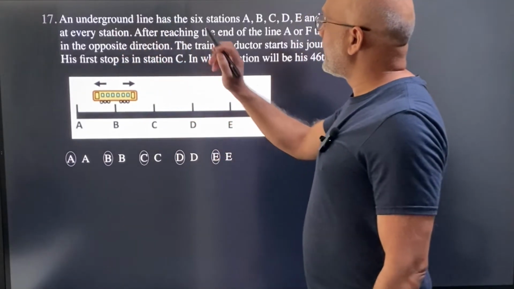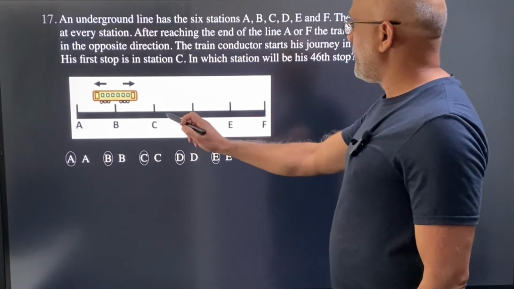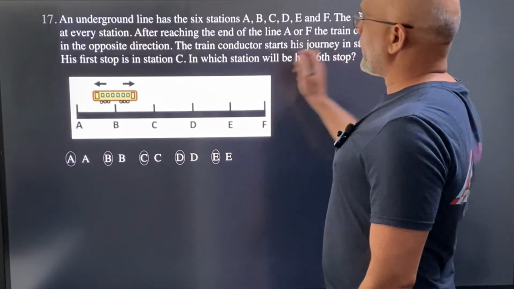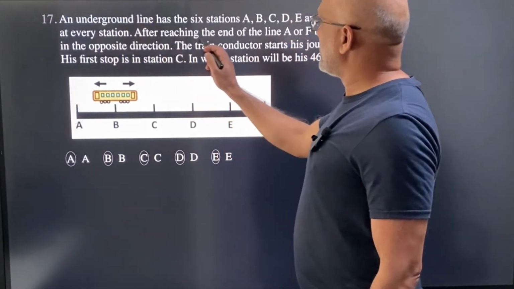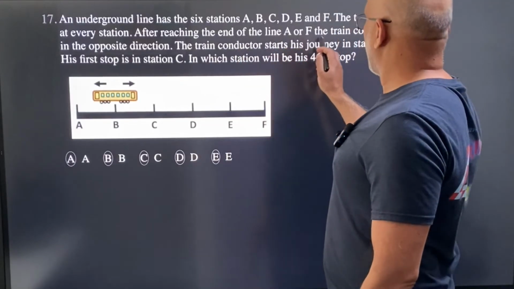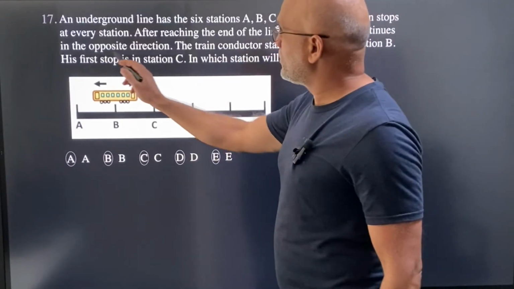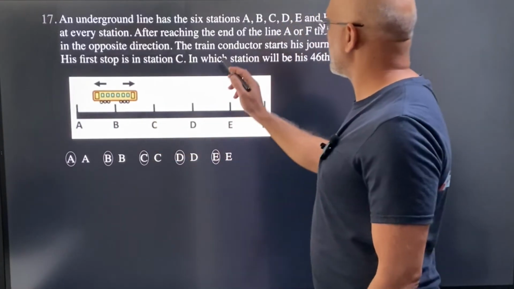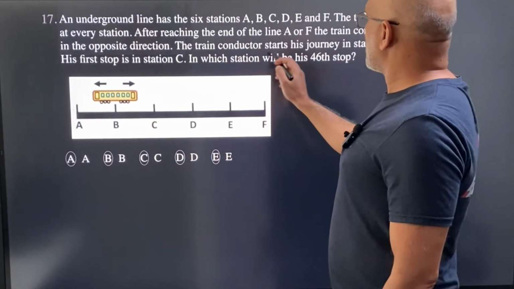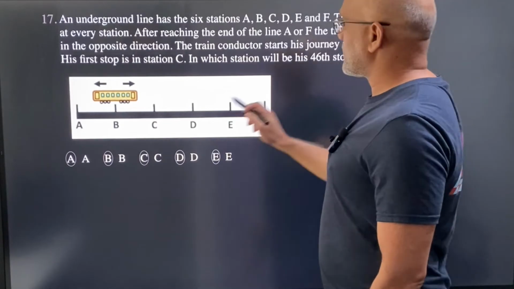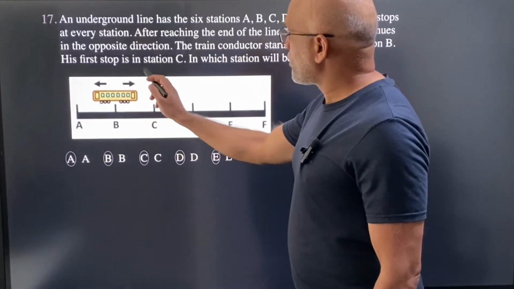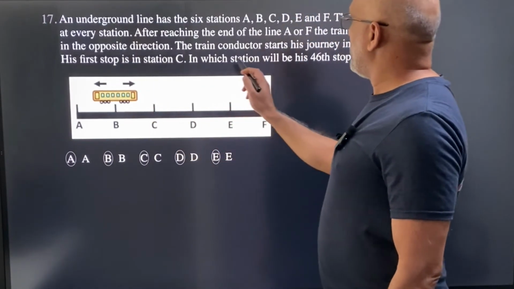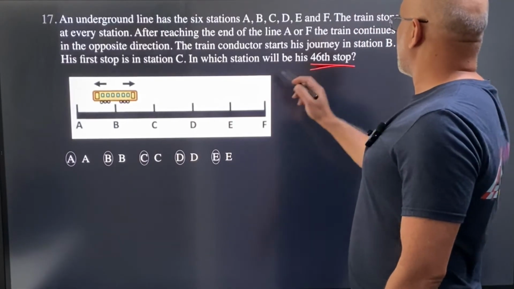An underground line has 6 stations, A, B, C, D, E, F. The train stops at every station. After reaching the end of the line, A or F, the train continues in the opposite direction. Alright, after it reaches here, it goes back like this. The train conductor starts his journey in station B. His first stop is in station C. In which station will his 46th stop be?